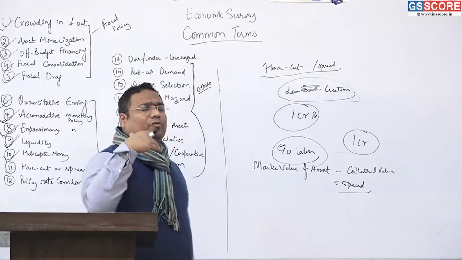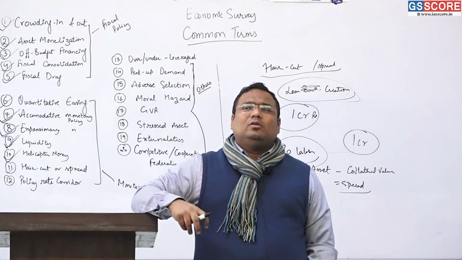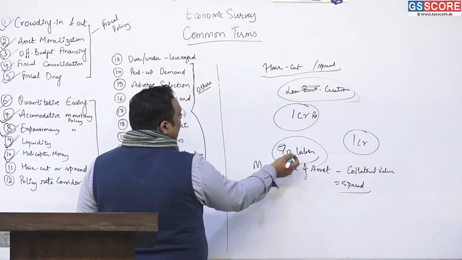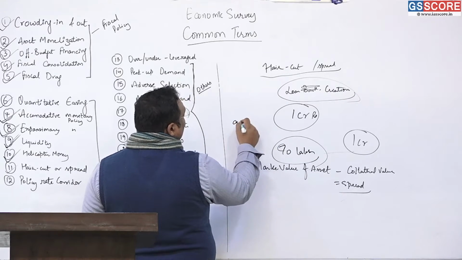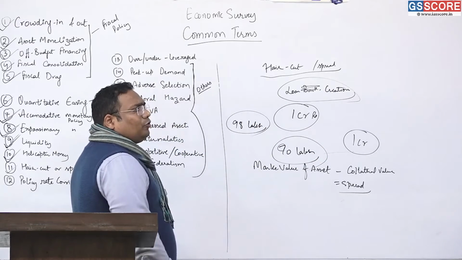In contrast, suppose you have a government bond of 1 crore rupees maturity value. The spread will be very, very small. For example, you would be able to get a loan worth 98 lakh rupees for a bond worth 1 crore rupees.